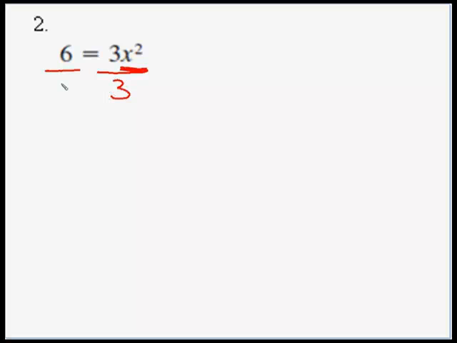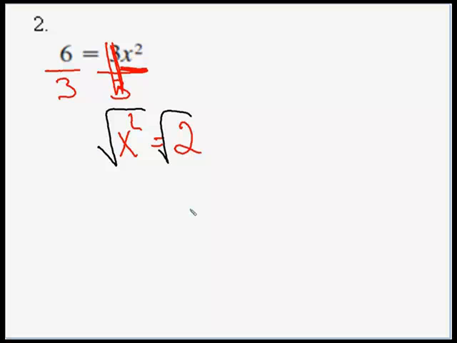First step, get x squared alone. When we divide here by 3, we will get x squared equals 6 divided by 3 is 2. So we have our squared term isolated, square root both sides, x is going to equal the positive and negative square roots of 2.